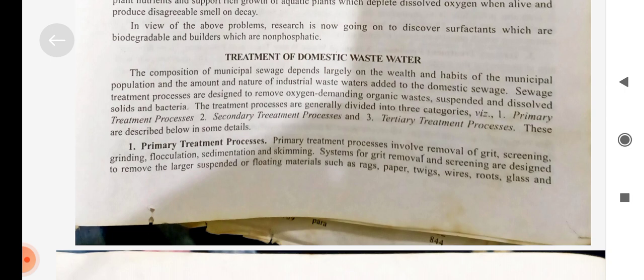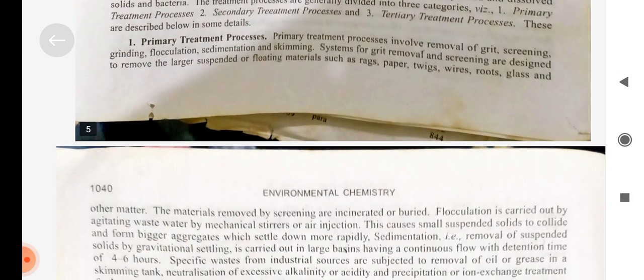Treatment of domestic wastewater. The composition of municipal sewage depends largely on the wealth and habits of the municipal population and the amount and nature of industrial wastewater added to the domestic sewage. Sewage treatment processes are designed to remove oxygen-demanding organic wastes, suspended and dissolved solids, and bacteria. The treatment processes are generally divided into three categories: first, primary treatment process; second, secondary treatment process; and third, tertiary treatment process, and these are discussed here.